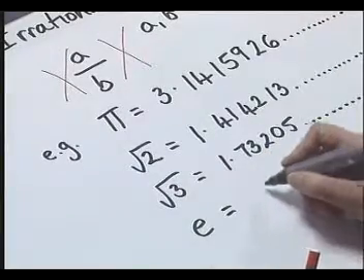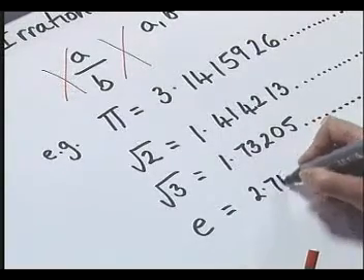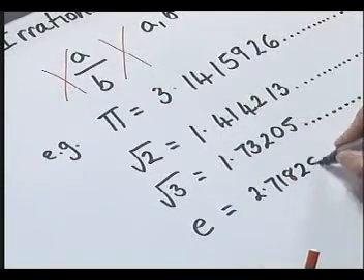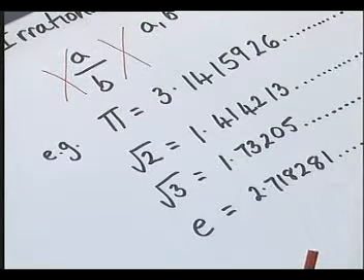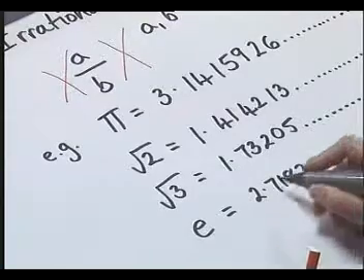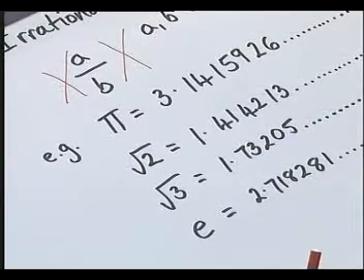And one more example is e, and that's 2.718281, and then again continues going on forever. It doesn't terminate, and there's no repeating pattern.